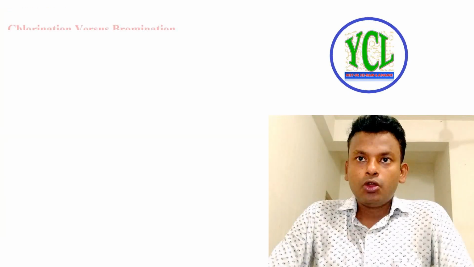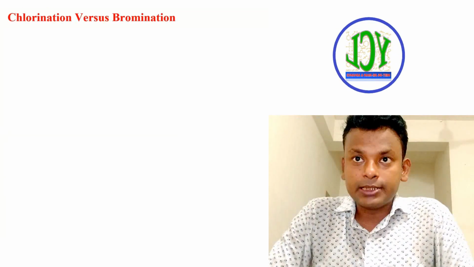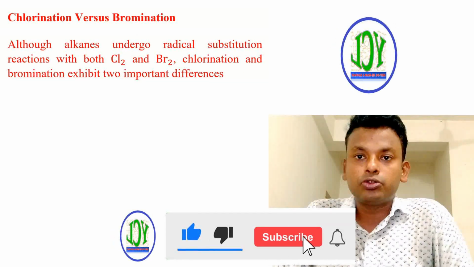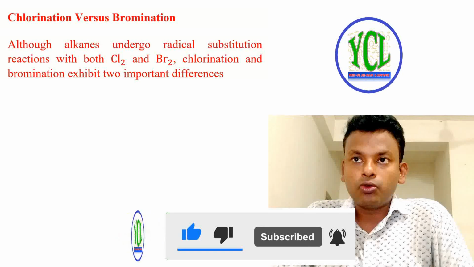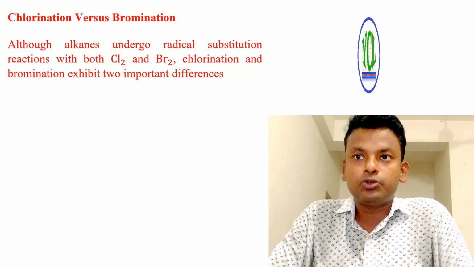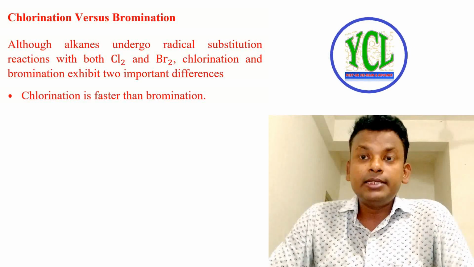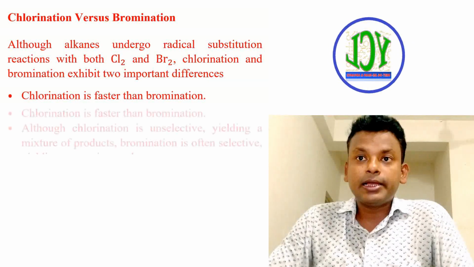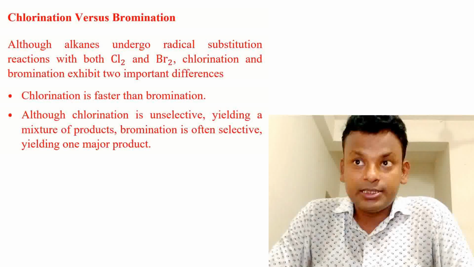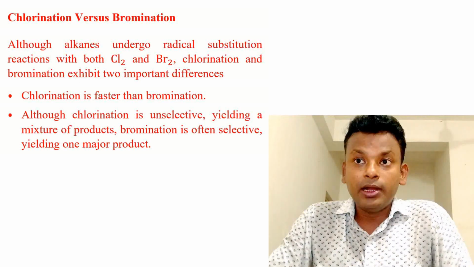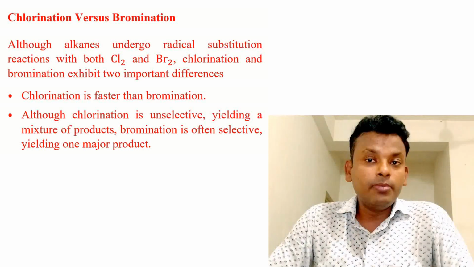So next, chlorination versus bromination. Although alkanes undergo radical substitution reactions with both Cl2 and Br2, chlorination and bromination exhibit two important differences. First, chlorination is faster than bromination. Second, although chlorination is unselective, yielding a mixture of products, bromination is often selective, yielding one major product.